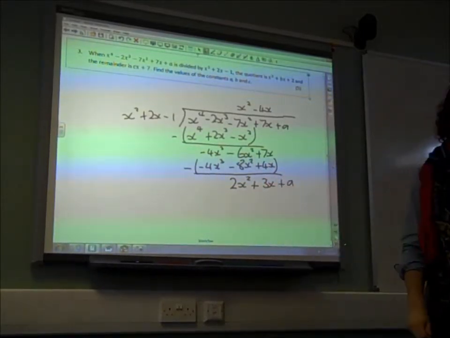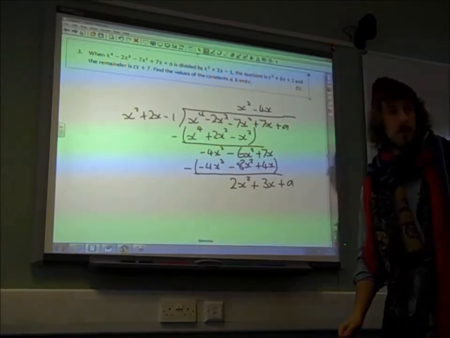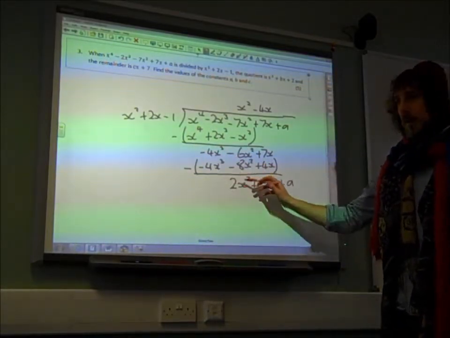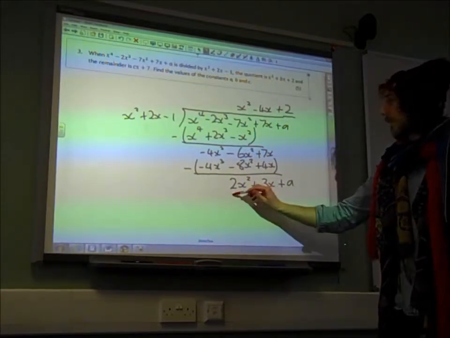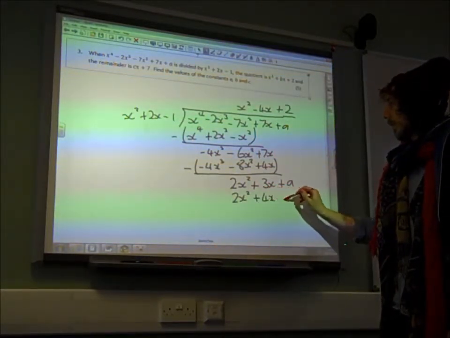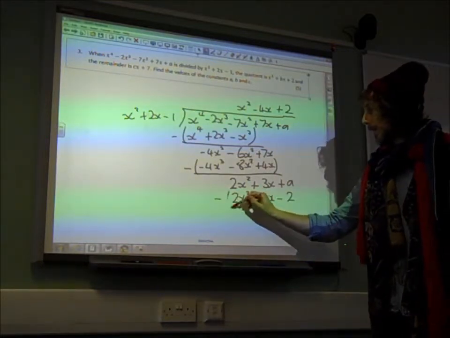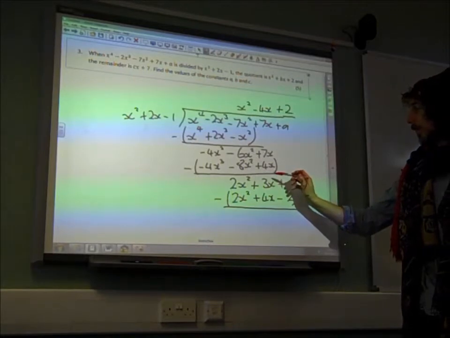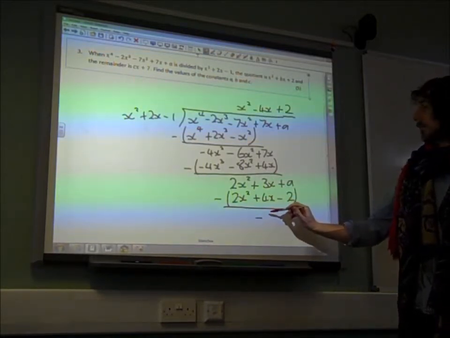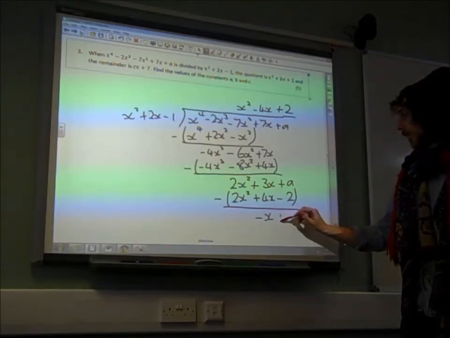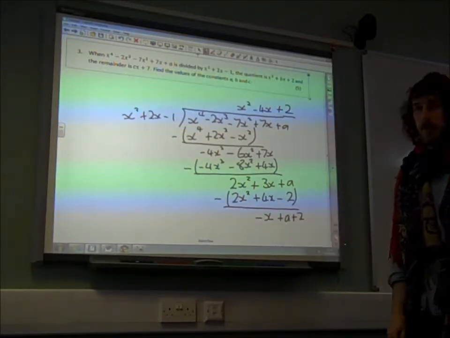Plus a. Final bit: what do we times x squared by to get 2x squared? The answer is 2. So that is our final thing. We've got minus x, and we've got a minus 2, so it's a plus 2.